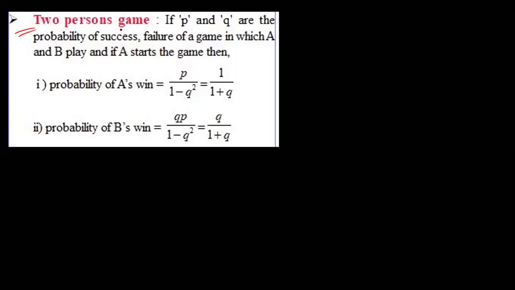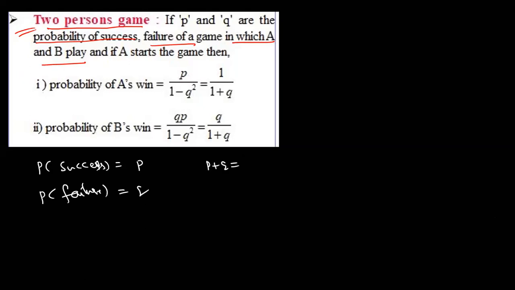Two persons are playing a game. If P and Q are the probability of success and failure of the game in which A and B play. Suppose any two persons are playing. So probability of success, how much? P. Probability of failure, how much? Q. So you should understand P plus Q is how much? 1. That's the meaning. Like P of E plus P of E dash is equal to 1.